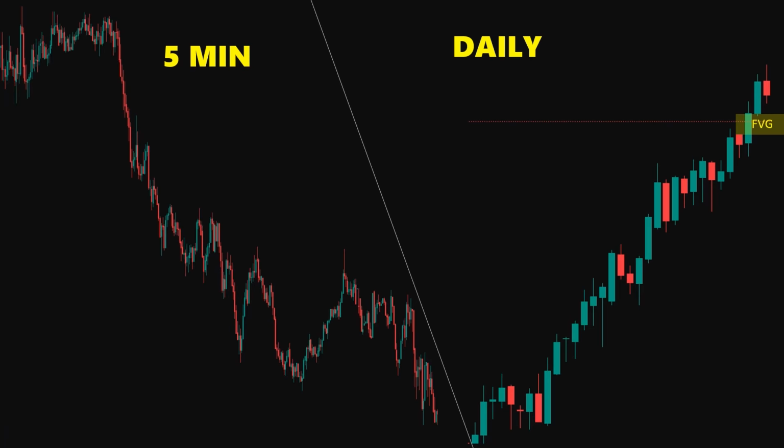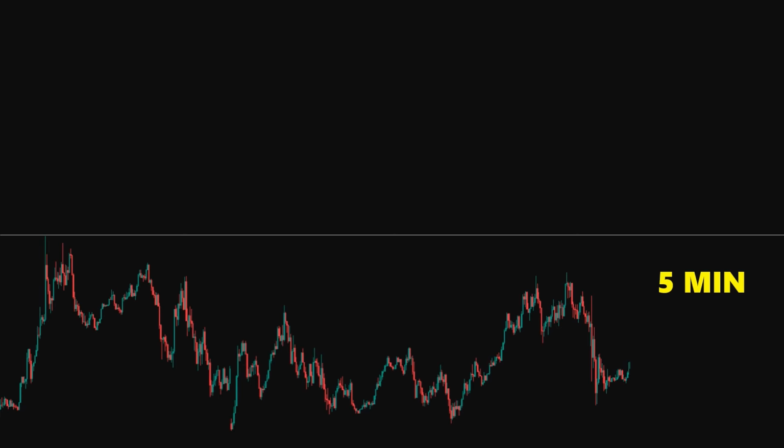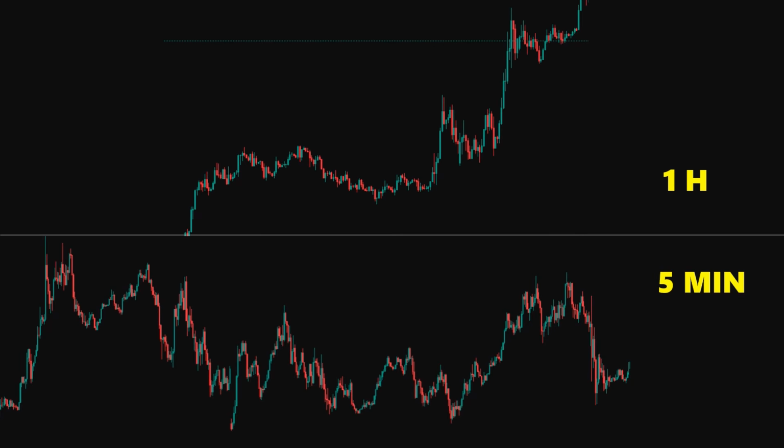Another situation is when price is moving sideways on the 5-minute chart, and there's no clear direction. But once you check the 1-hour time frame and notice the overall trend is bullish, it makes a lot more sense to focus on buy setups instead of selling weak breakouts that are likely to fail.